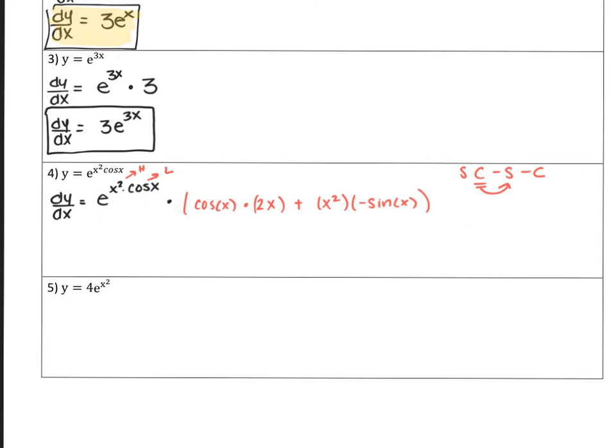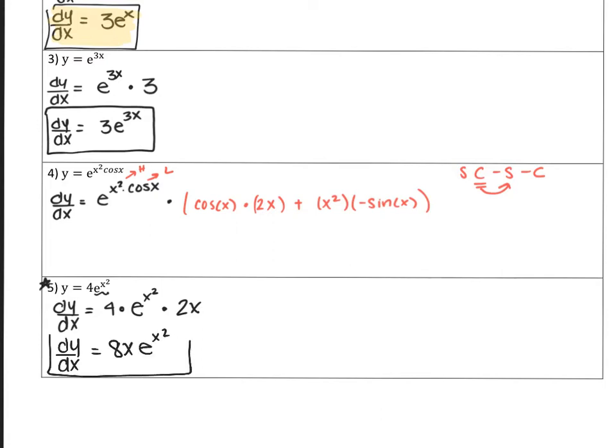All right, why don't you try example number 5 all on your own, and then hit resume when you're ready for the answer. Okay, so dy over dx, we keep the 4, and we multiply it by the derivative of e to the x squared. So e to the x squared, we take it, and it's the same, times the derivative of the power. And the derivative of x squared is 2x. This one we actually can simplify, so dy over dx equals 8x e to the x squared. And that would be my final answer.